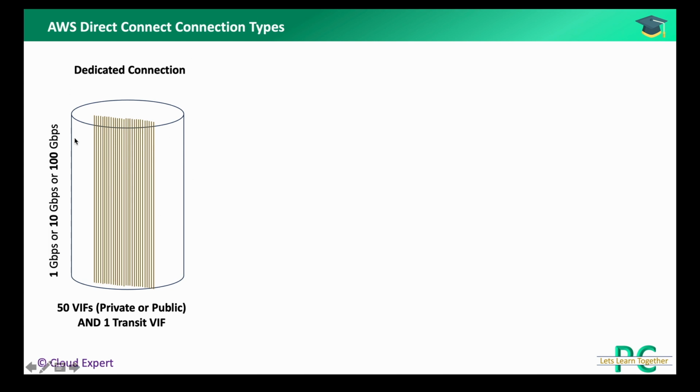Once you create a dedicated connection, you will have 50 VIPs. It could be either private or public, and one transit VIP. This point is to be remembered: once you have a dedicated connection, you can create a maximum of 50 VIPs, either private VIPs or public VIPs, and one transit VIP. That means you will have a total of 51 virtual interfaces in dedicated connection.